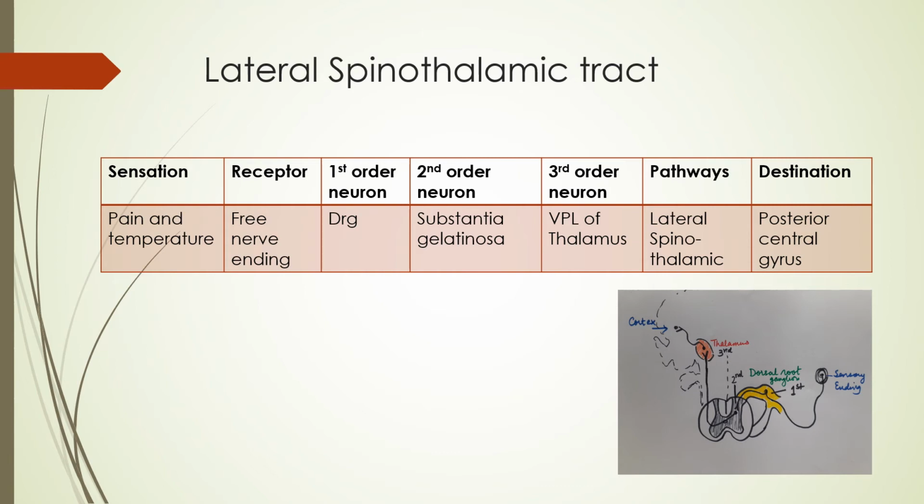And then the second order neuron is the substantia gelatinosa, the neurons in the gray matter responsible to receive the sensation of pain and temperature. Then the third order neurons are present within the ventral posterolateral nucleus of the thalamus, and later on these fibers ascend to the posterior central gyrus because these are sensory information, pain and temperature, both of them. That is why they are going to be received by the parietal lobe, where the posterior central gyrus is present.